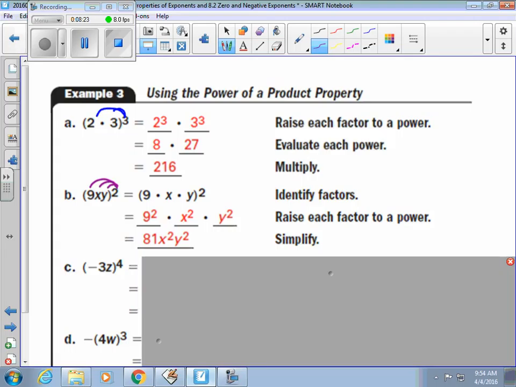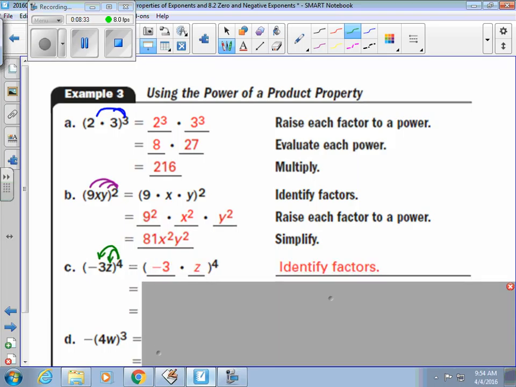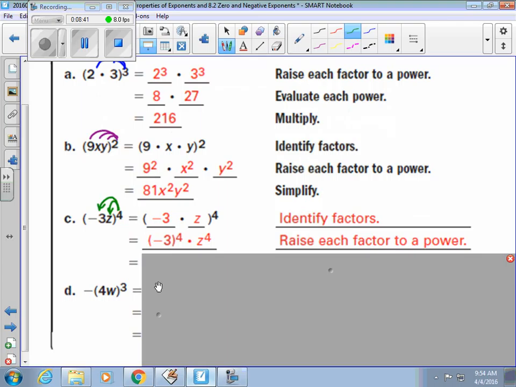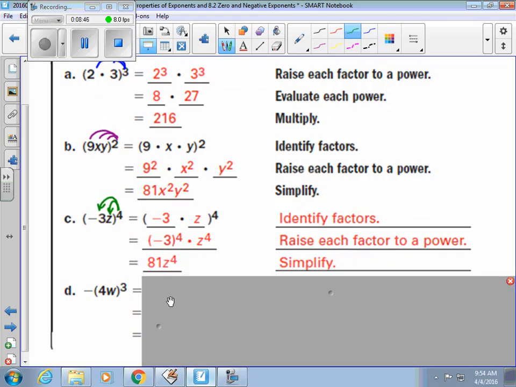Negative 3z to the 4th power. Negative 3 is going to get the 4th power, and z is going to get the 4th power. That just separates it right there. Negative 3 to the 4th times z to the 4th. This is an even exponent, 4, so a negative times itself 4 times is going to be a positive. 3 times itself 4 times is 81, z to the 4th. That's just simplifying it.